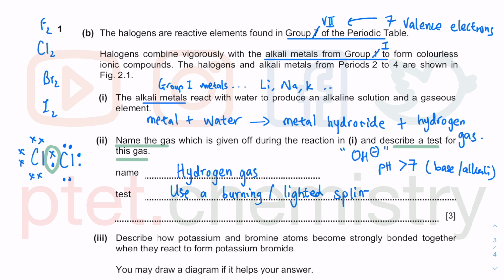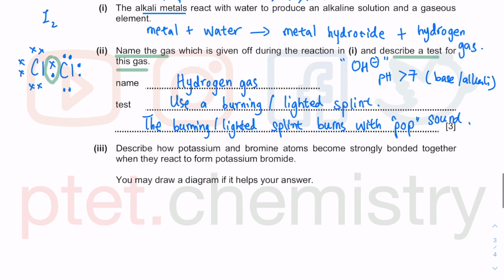The fire is still going on. So what is the result? You must specify the result. The burning or lighted splint burns with a pop sound. The pop sound is characteristic of hydrogen gas being present, which of course it is here. It's 3 marks because of the identity of the gas, the test, and the result of the test.